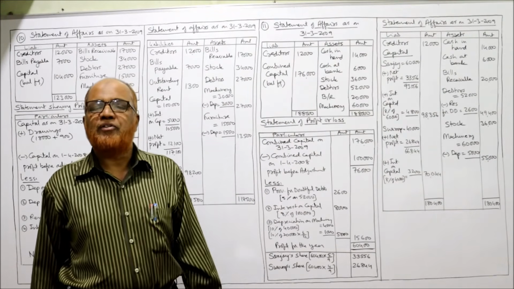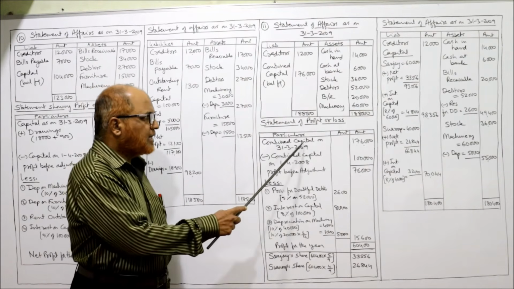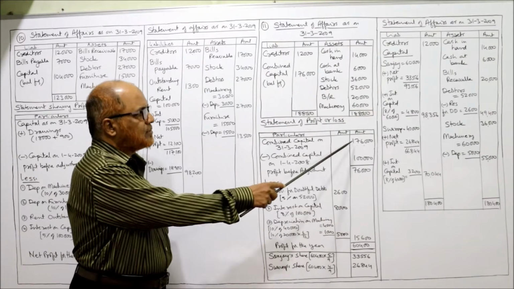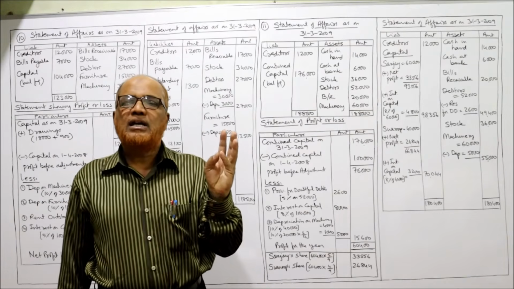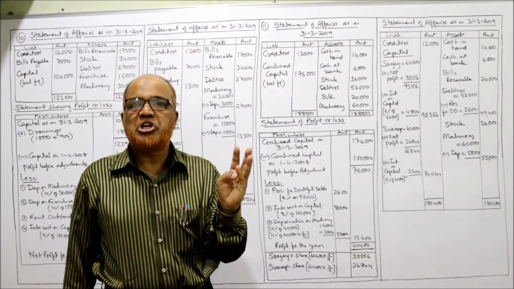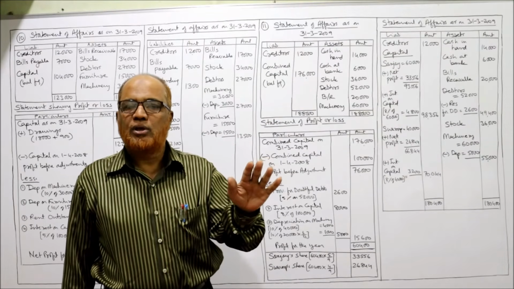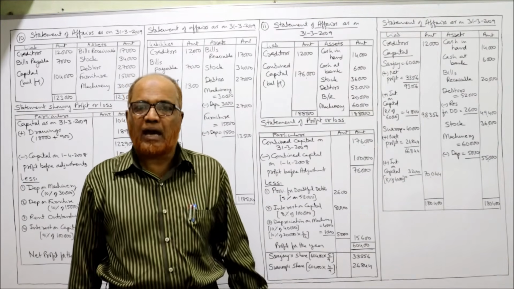Now we have to find out the profit. Statement of profit or loss. Combined capital on 31st March 2009, 1,76,000. This is the end of the year. In this problem, we are not given any drawings. We are not given any further capital introduced. So no drawings, no further capital introduced. So simply we take the difference between closing capital minus opening capital.